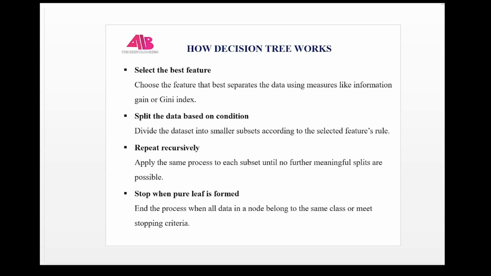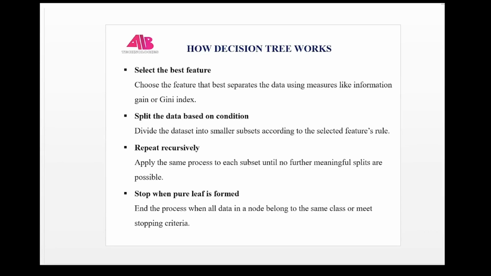The model's goal is very simple. It wants to answer questions that give the clearest separation in the data. So from all the features, it selects one best feature. Best means the feature that separates the data most clearly. To decide this, the model uses metrics like information gain or Gini index. We can think of this like asking which question reduces confusion the most.